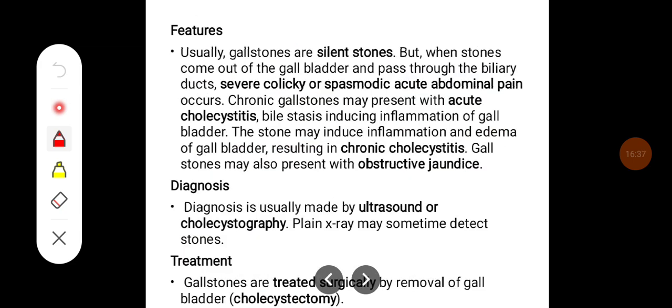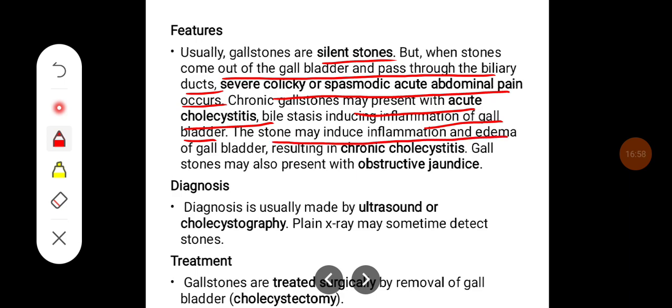Usually, gallstones are silent stones, but when stones come out of the gallbladder and pass through biliary ducts, severe colicky or spasmodic acute abdominal pain occurs. Chronic gallstones may present with acute cholecystitis, bile stasis during inflammation of the gallbladder. The stone may induce inflammation and edema of the gallbladder, resulting in chronic cholecystitis.